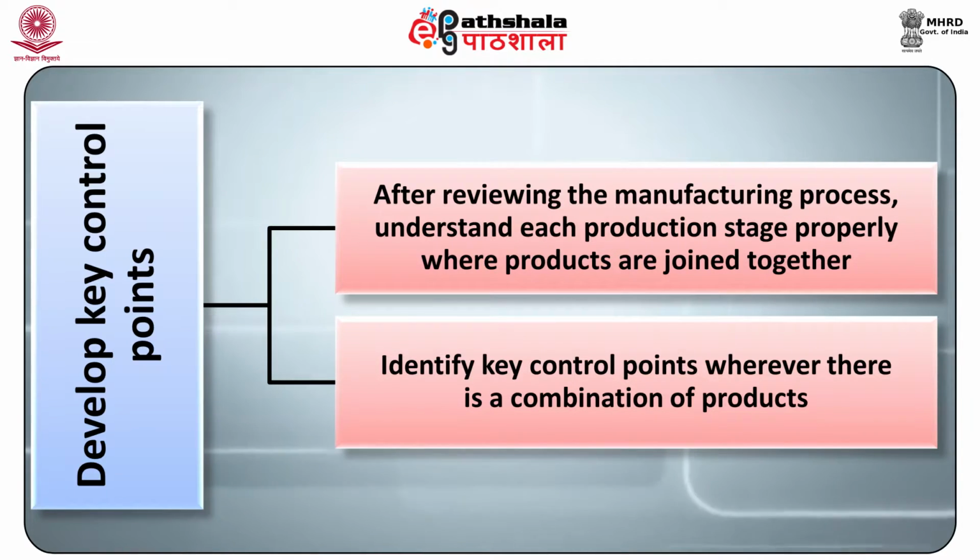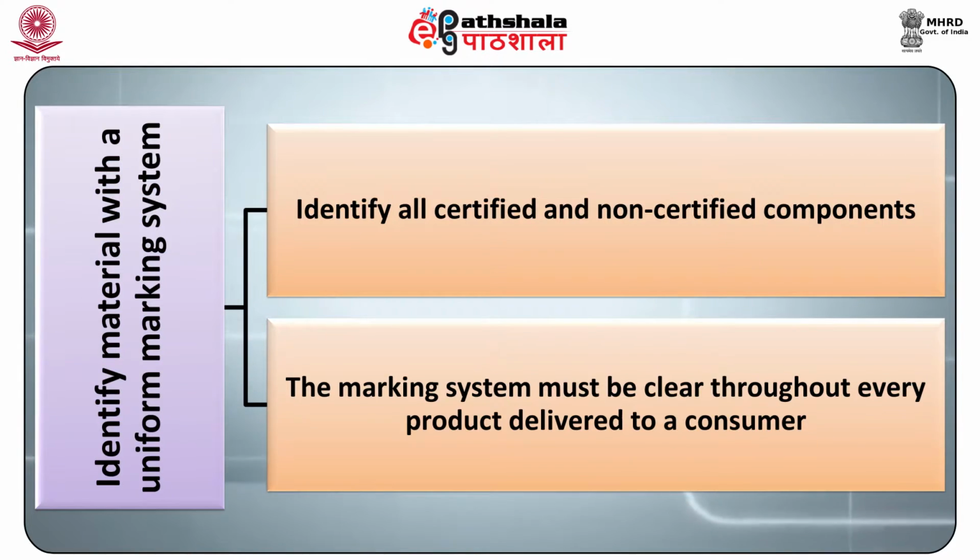In this, after reviewing the manufacturing process, understand each production stage properly where products are joined together. The second point is to identify key control points wherever there is a combination of products. Now, the second step is to identify material with a uniform marking system. In this, the first point is to identify all certified and non-certified components. The second point, the marking system must be clear throughout every product delivered.